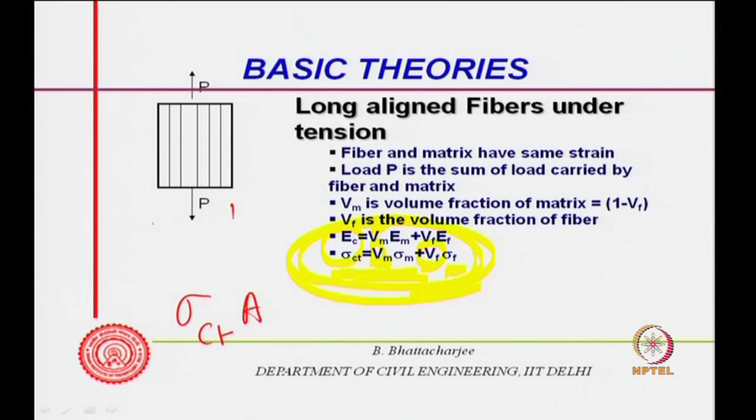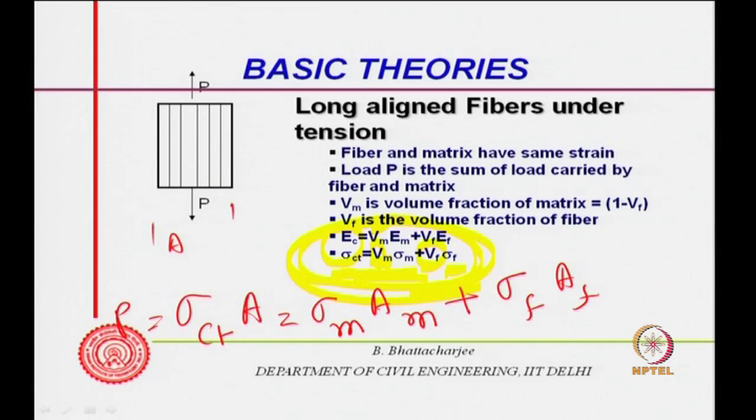You can understand this of course quickly if I look into sigma c t into A, the total area. The force is equal to P, and that must be equal to sigma matrix, the stress, multiplied by the area of the matrix, plus sigma fiber into the area of the fiber. Now, since the lengths are the same for this aligned fiber, multiply everything with L.